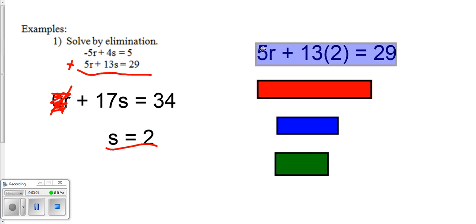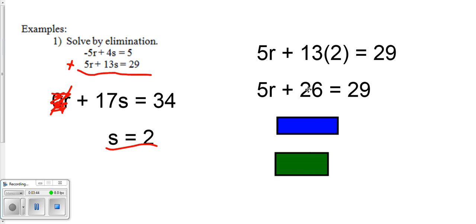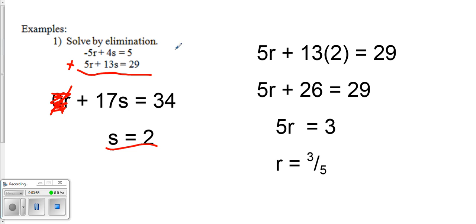Now we just need to solve for the r. So we use one of our equations. I'm going to use the bottom one. It doesn't matter. You can use either one. And we plug in s equals 2 to that equation. So now we have 5r plus 13 times 2 equals 29. We just replaced the s with 2. 13 times 2 is 26, so 5r plus 26 equals 29. Minus 26 on both sides, and we'd get 5r equals 3. Divide both sides by 5, and we would get r equals 3/5.